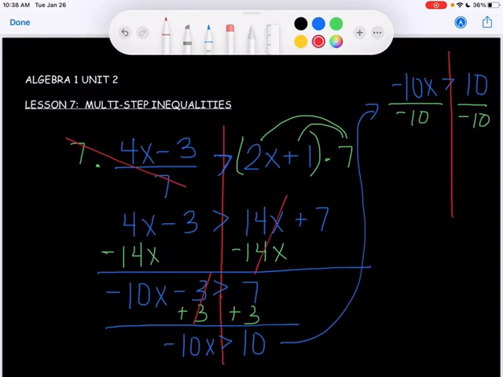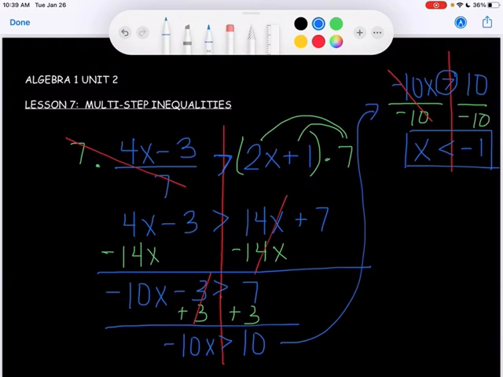Now, this is why I did what I said earlier. When you divide or multiply by a negative from one side to the other in an inequality, you have to flip the sign. So this is now going to be less than. 10 divided by negative 10 is negative 1. So my answer in inequality notation is x is less than negative 1.